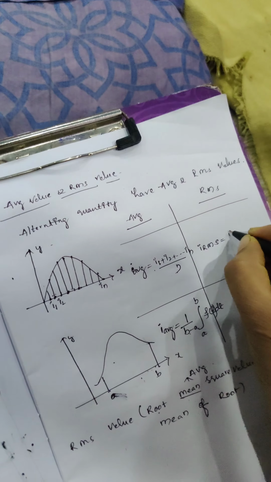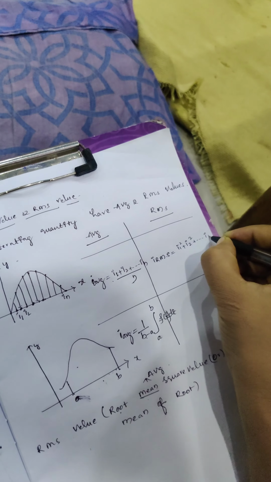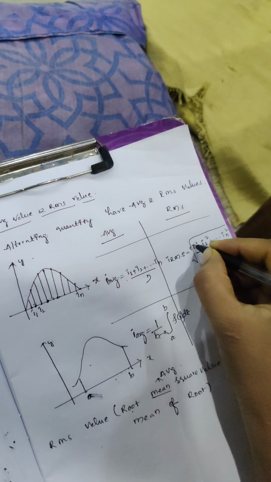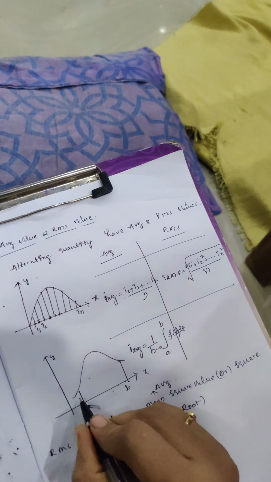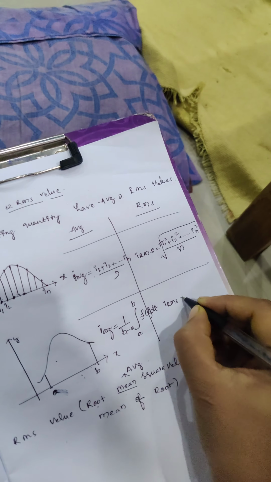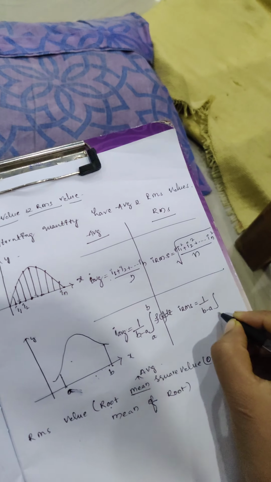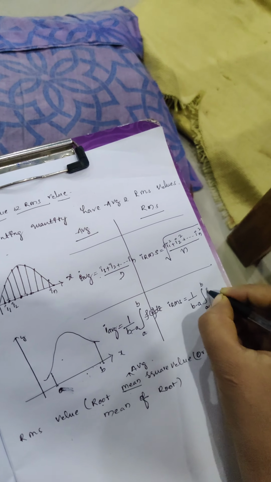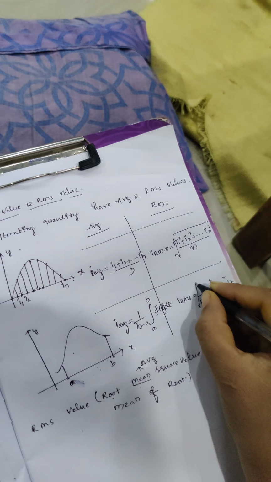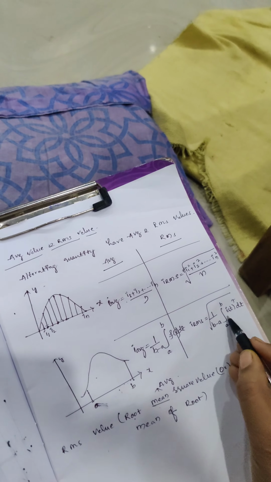IRMS equals the square root of I1 square plus I2 square and so on up to IN square, divided by N. And when you know only the end points, we have to use the formula IRMS equals the square root of 1 by B minus A integral from A to B of I of t square dt. So it is the square root of the mean of the squares. When you take the square root of this, you will get the RMS.